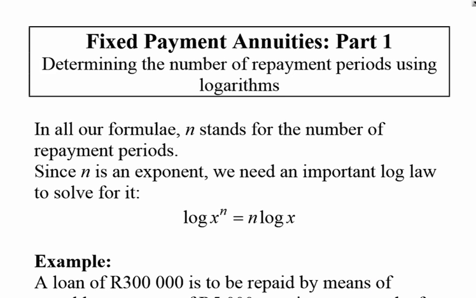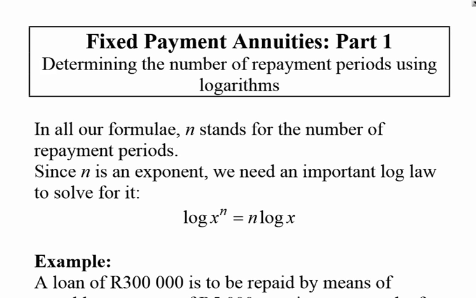So sometimes a person wishes to borrow money from the bank, but can only afford to pay a certain fixed payment per month, which is usually smaller than a normal bank loan monthly repayment. So the bank will then need to determine the duration of the loan by finding out the number of fixed payments necessary to amortize that loan. So what we're looking at here are called fixed payment annuities.